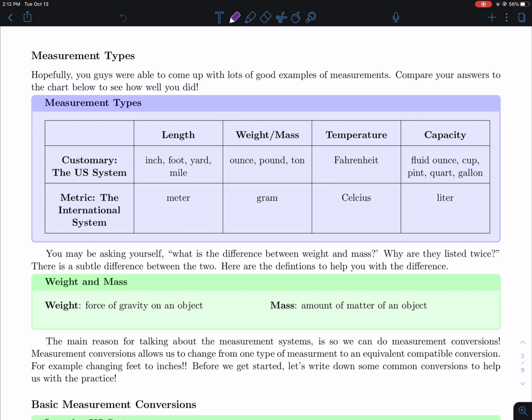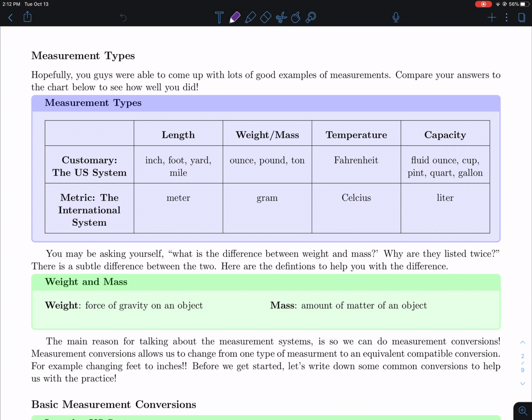And so I've summarized them for you here in this table. So these are sort of all the measurement types that we're thinking of. And so we've got it split up into the US system, which is basically different than everybody else in the world, which hopefully you'll realize in a little while is kind of strange because the metric system is so much nicer to work with. And then we have the metric system and how everything's broken up into categories. So like length, weight and mass, temperature, and capacity.